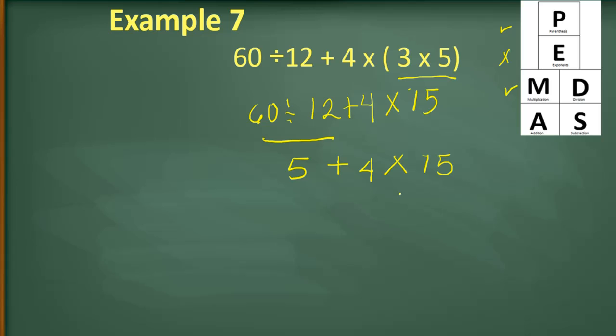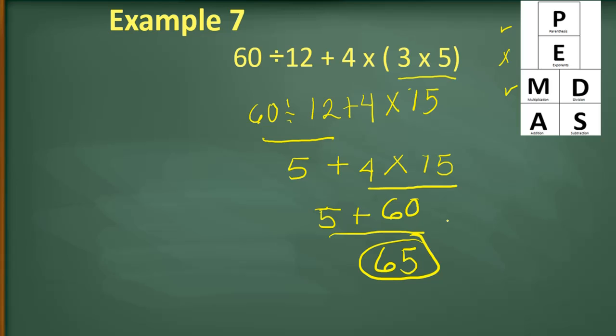Do we have multiplication and division? Yes, we have. 4 times 15. 4 times 15 is equals to 60. Then bring down 5. Then we add 5 plus 60 is equals to 65. So our final answer will be 65. Did you get it right?